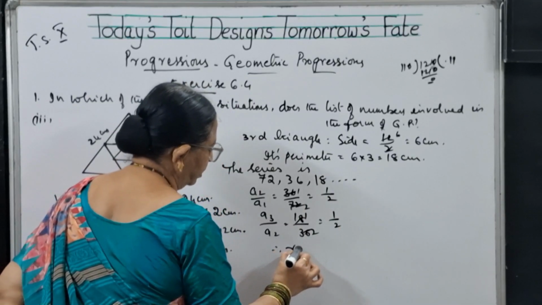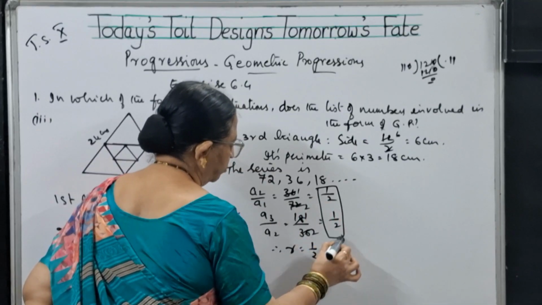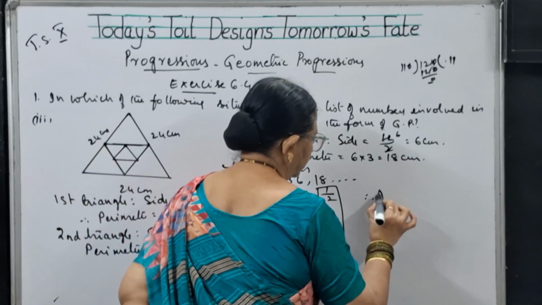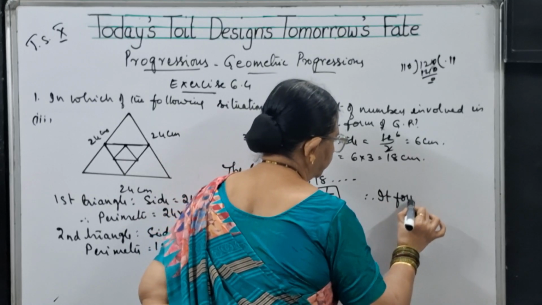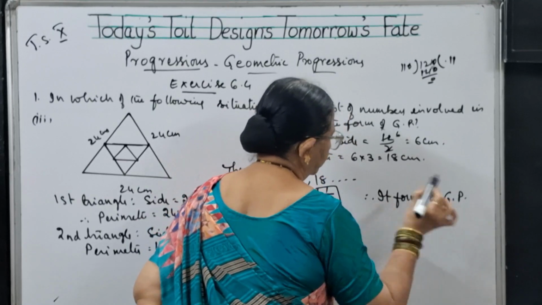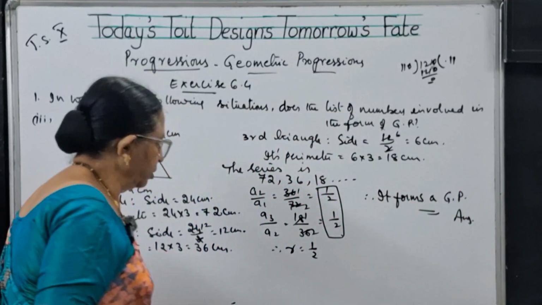Therefore, common ratio is 1 by 2. Both of them are same. Common ratio is 1 by 2. Therefore, this sequence forms a GP. This is the answer for this problem, children.